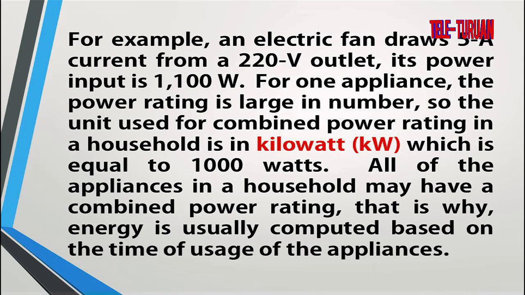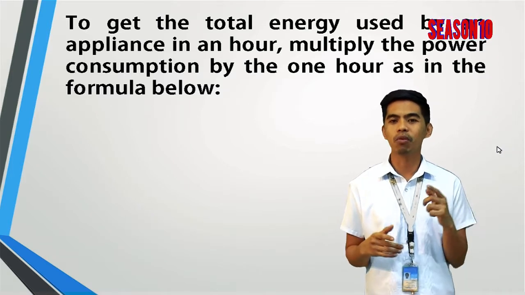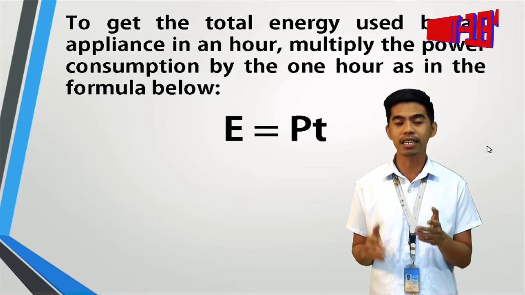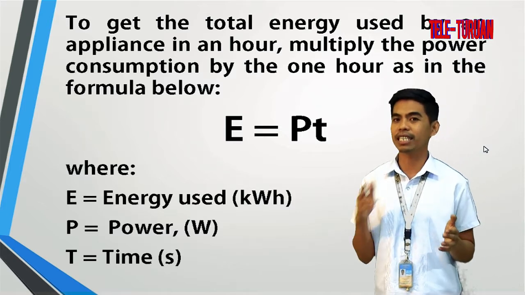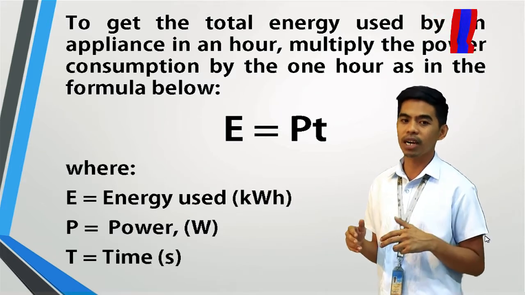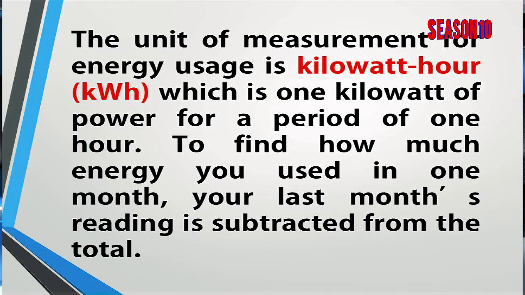That is why energy is usually computed based on the time of usage of the appliances. To get the total energy used by an appliance in an hour, multiply the power consumption by 1 hour as in the formula E = P × T, where E is the energy used expressed in kilowatt-hour, P is power in kilowatts, and T is time in hours. The unit of measurement for energy usage is kilowatt-hour, which is 1 kilowatt of power for a period of 1 hour. To find how much energy you used in 1 month, your last month's reading is subtracted from the total.